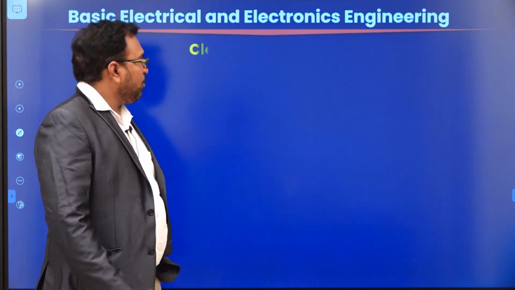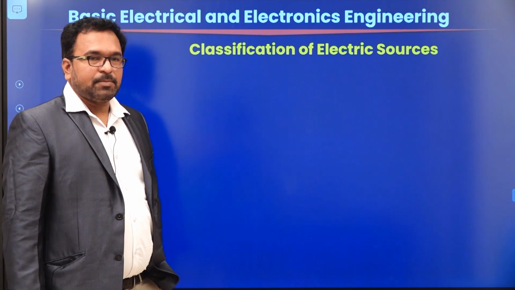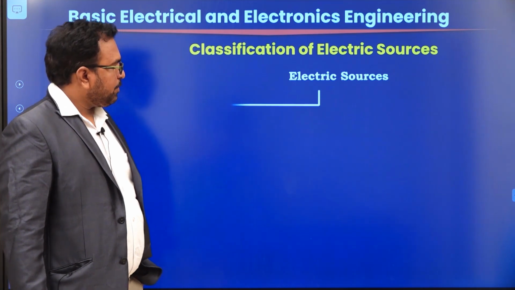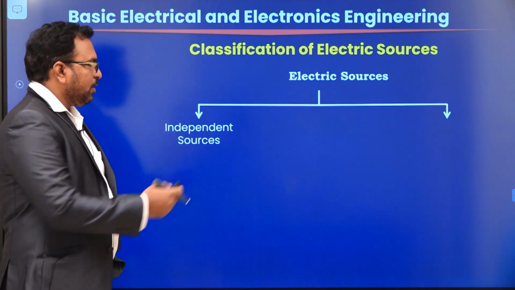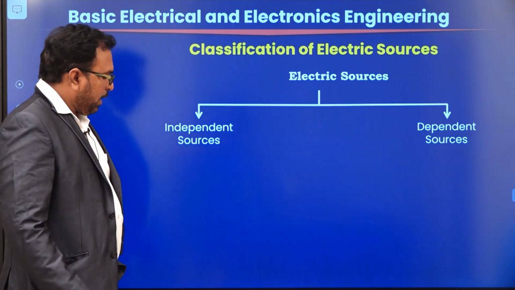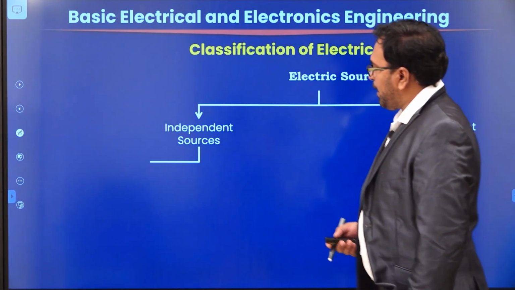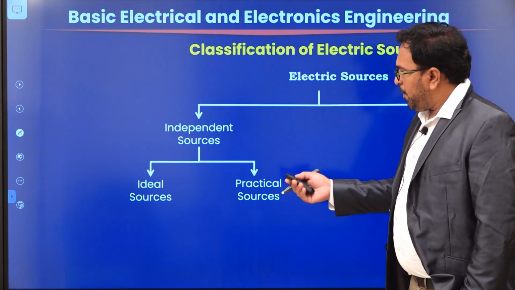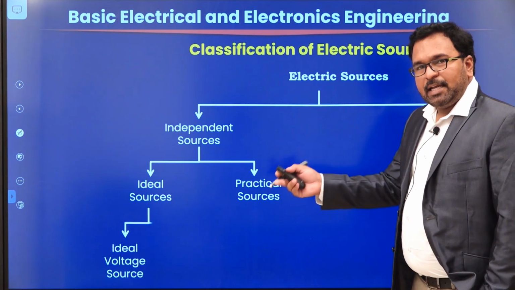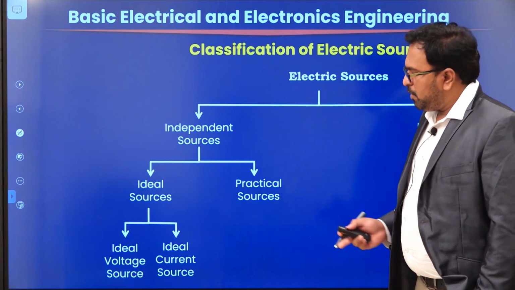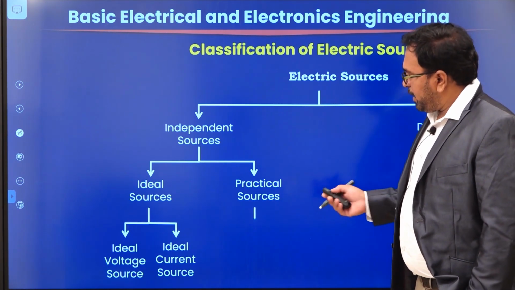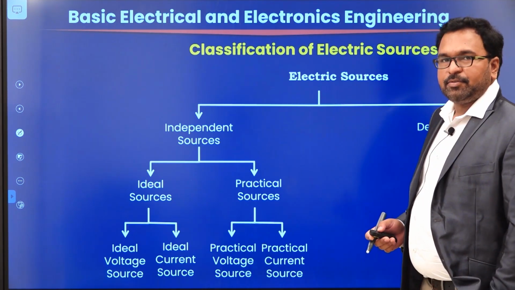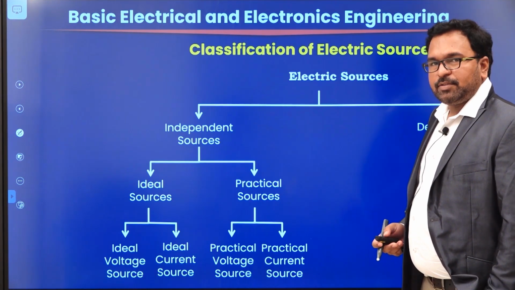Let's discuss the classification of electrical sources. Coming to the electrical sources, they are mainly classified into two types. First one, independent source, and the next one, dependent source. Again, these independent sources are classified into two types. One is ideal source, next one, practical source. The ideal sources are again classified into two types: one is an ideal voltage source and the next one is an ideal current source. Similarly, practical sources are classified into two types, practical voltage source and practical current source. So this is how the independent sources have been classified.